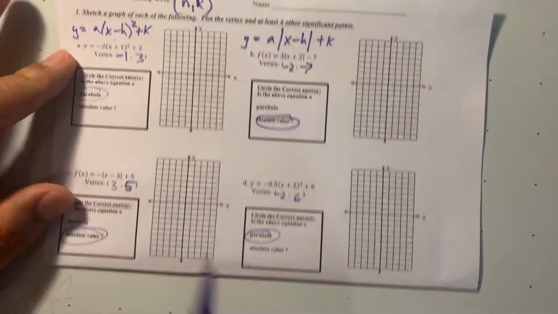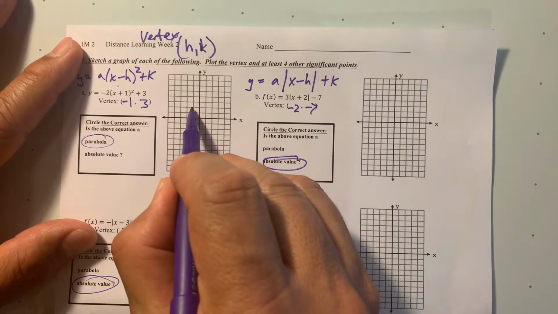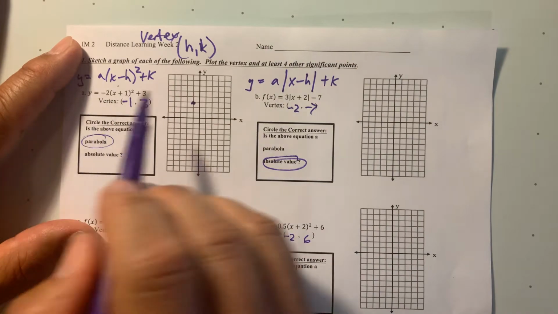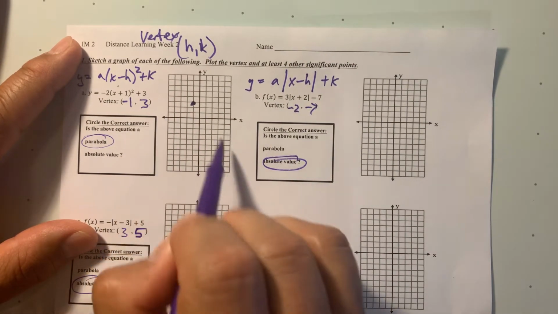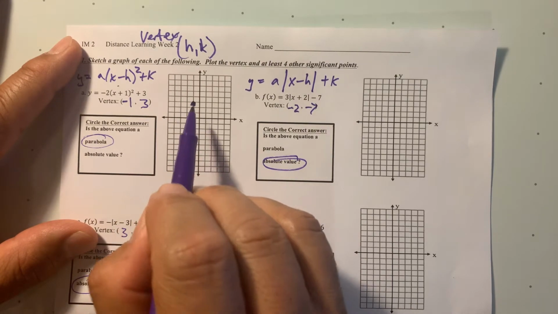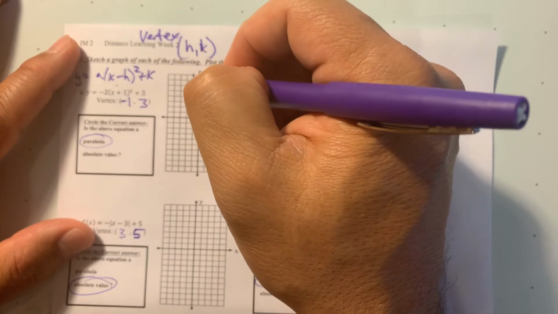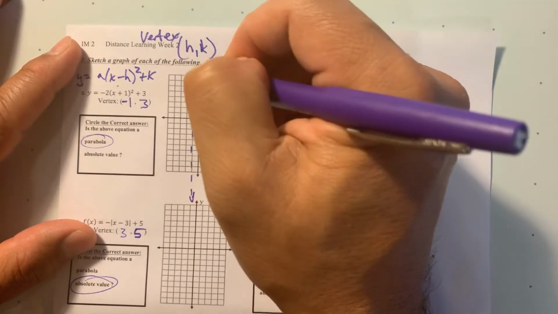Let's go ahead and plot the vertex: negative 1 in the x direction, positive 3. So that's the vertex. I know it's going to open down because that's negative, so it's going to be a U shape that opens down. This is going to be the maximum, the vertex. And I know there's going to be a line of symmetry that runs through that vertex.